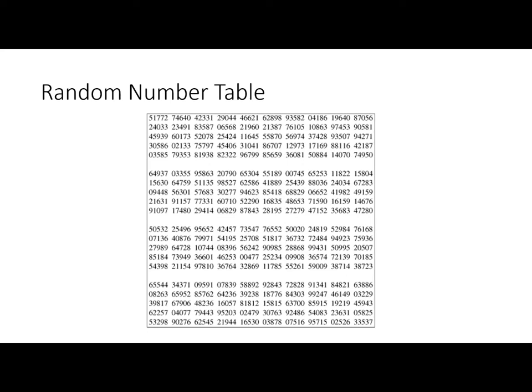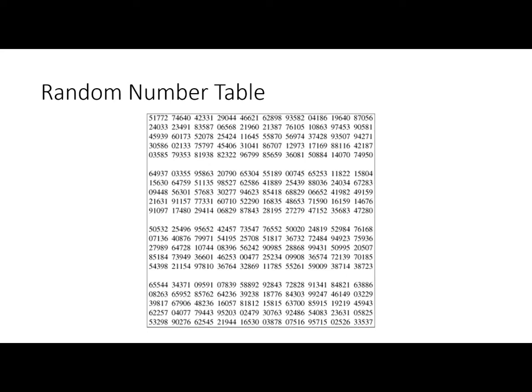Are we clear about picking random numbers from a random number table? Is that clear? Are we clear? How to pick a random number sample from a random number table?